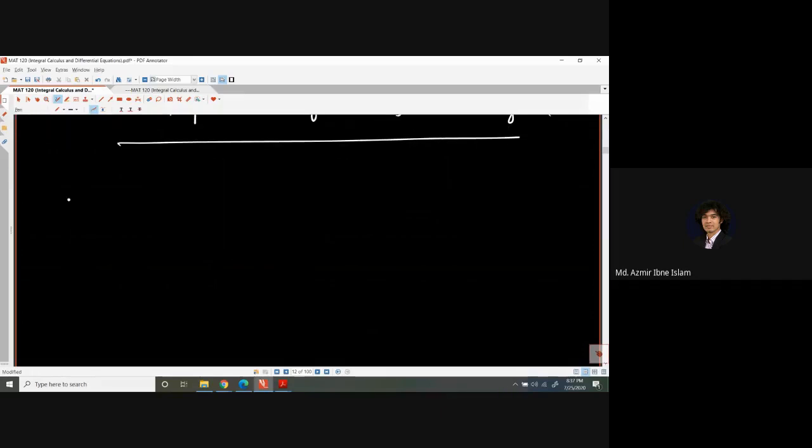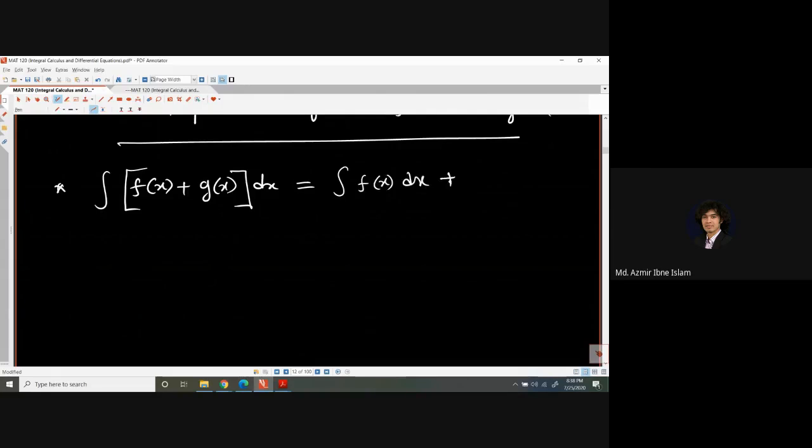First of all, suppose we have the integral of f(x) plus g(x). That means two functions are summed up, and we are going to evaluate the antiderivative. So what can we do? Integration allows us to separate this separately: integration of f(x) with respect to x and integration of g(x) with respect to x. The same condition holds if we have negative here, it will be negative.